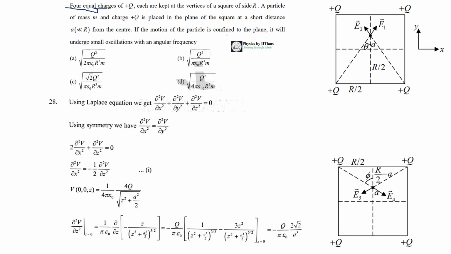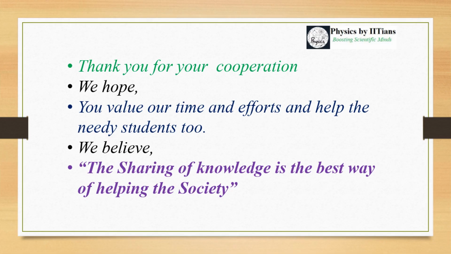Read this question. Four equal charges plus q each are kept at the vertices of a square of side r. A particle of mass m and charge plus q is placed in the plane of the square at a short distance a from the center. If the motion of the particle is confined to the plane, it will undergo small oscillation with an angular frequency. These are the four options. Actually, I have given the solution here also, so you can look at this solution too, but I highly recommend you do this on your own. Okay, so the answer will be C.